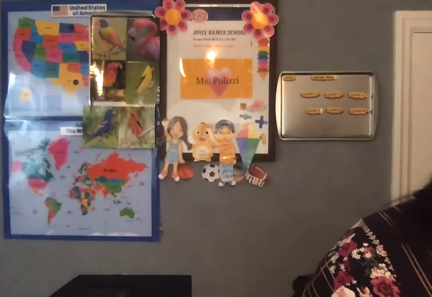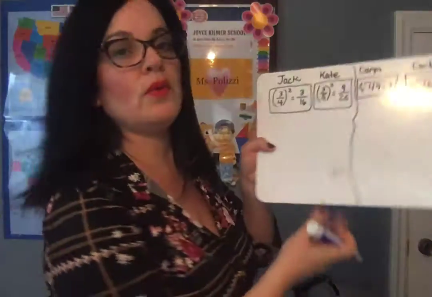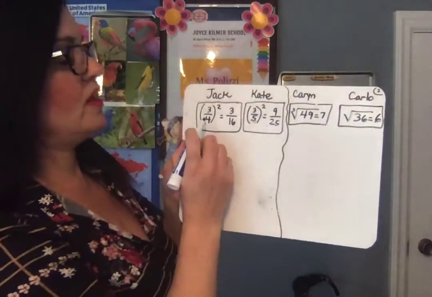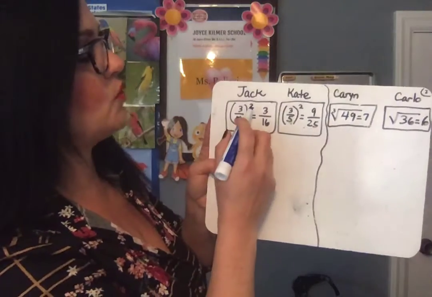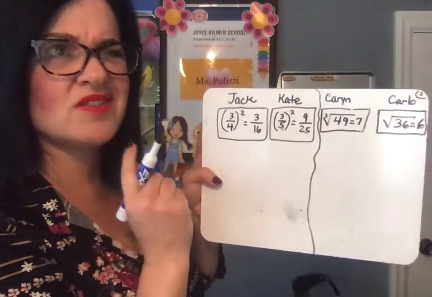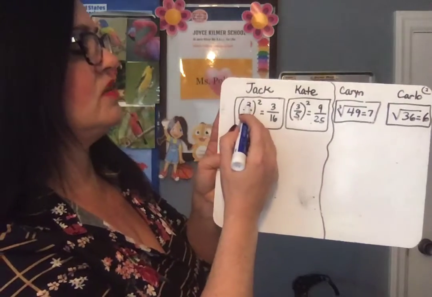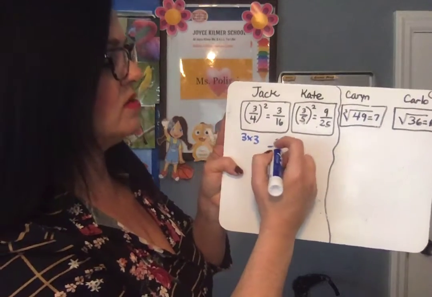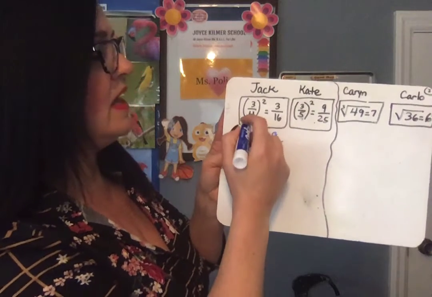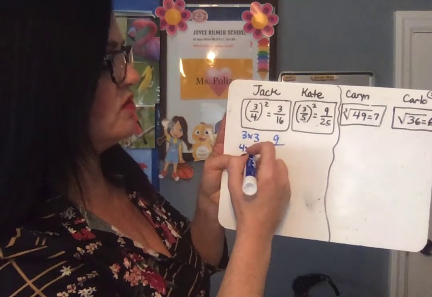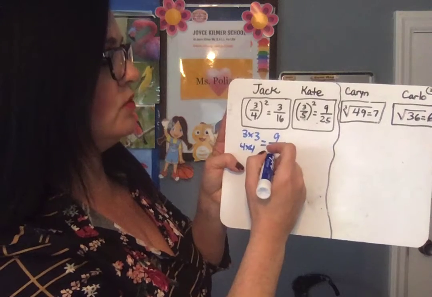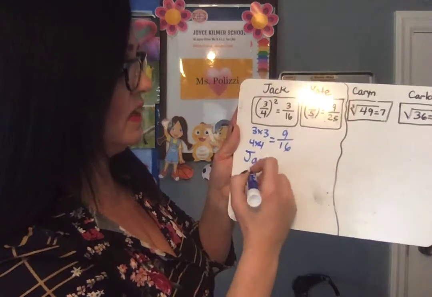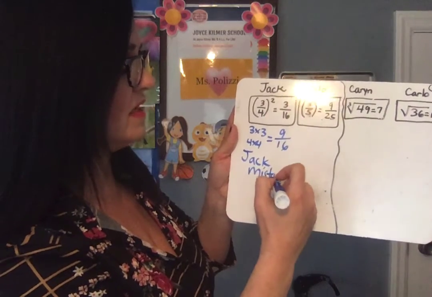Okay, so here, in my example, we have Jack and Kate. We have a fraction, 3/4 squared equals 3/16. Is that true? Well, let's see. 3 squared is 3 times 3, so my numerator would be 9. And 4 squared is 4 times 4, so my denominator would be 16. So Jack made a mistake, okay? He's the one that made the mistake.